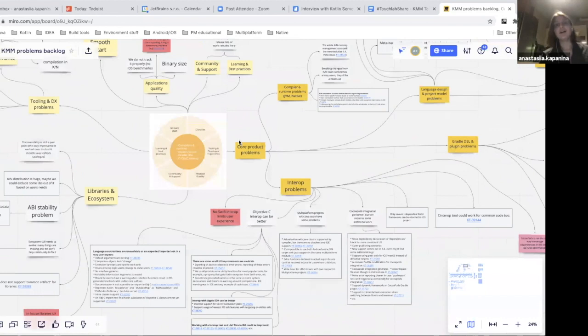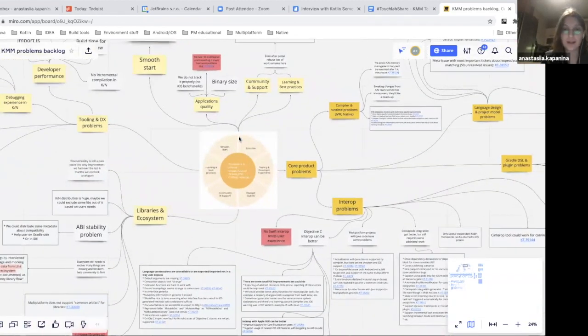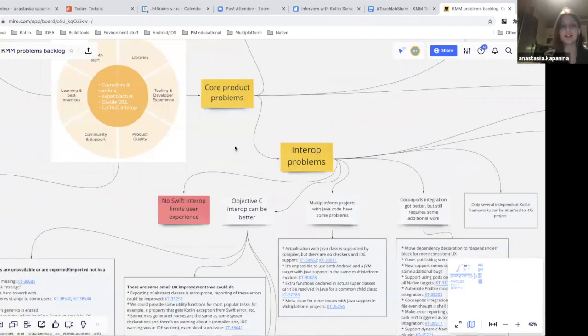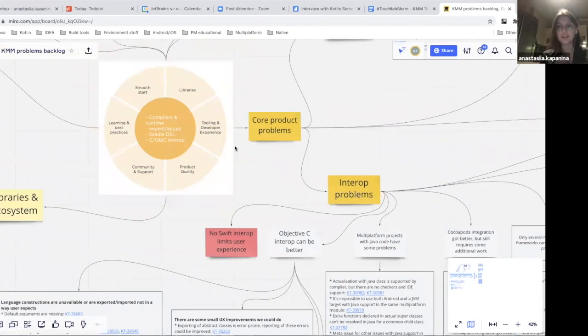No, it's English. So the thing we did first, we separated our product into several parts. The core part: compilers and runtime, expect/actual support and multiplatform support in general, Gradle DSL, and interop with the iOS world. And additional parts that make the whole product, such as libraries ecosystem, tooling and developer experience, product quality, community and support, learning best practices, and the way to start smoothly with KMM.